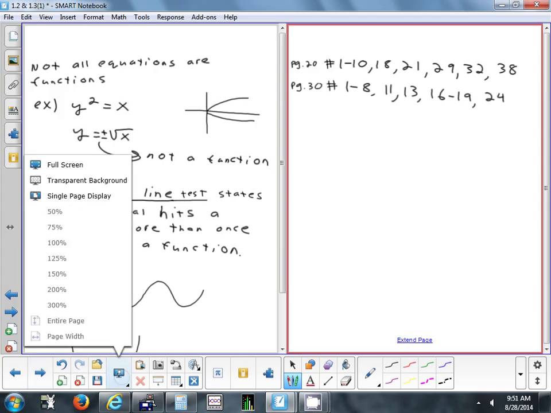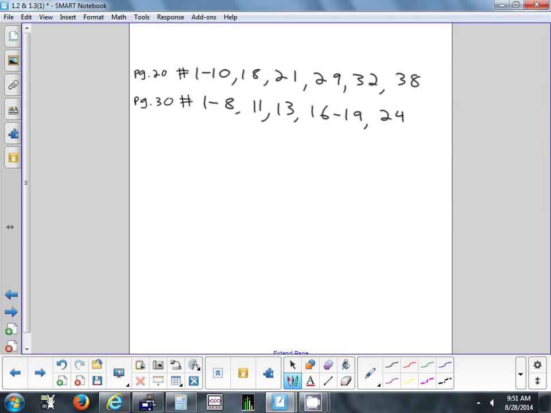All right, so for tonight from page 20, that's a lot of graphing calculators, so there might not be a lot to write down on page 20, but just write down what you can. It's 1 through 10, 18, 21, 29, 32, 38. And then page 30, that's mostly evaluating functions using the vertical line test. That's 1 through 8, 11, 13, 16 to 19, and 24.